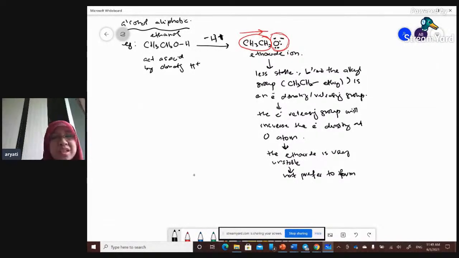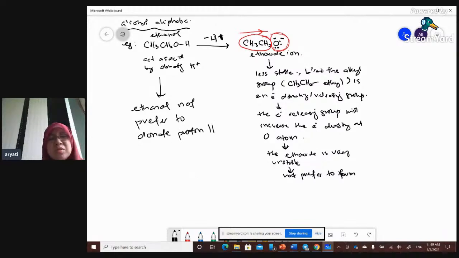So maksudnya kat sini ethanol not prefer to donate proton H+. Sebab kalau dia donate proton H+, dia bentuk sesuatu yang less stable. So dia tak akan cenderung terbentuk lah. So that's why ethanol is very less acidic compared to water and compared to phenol. Okay, are you clear?